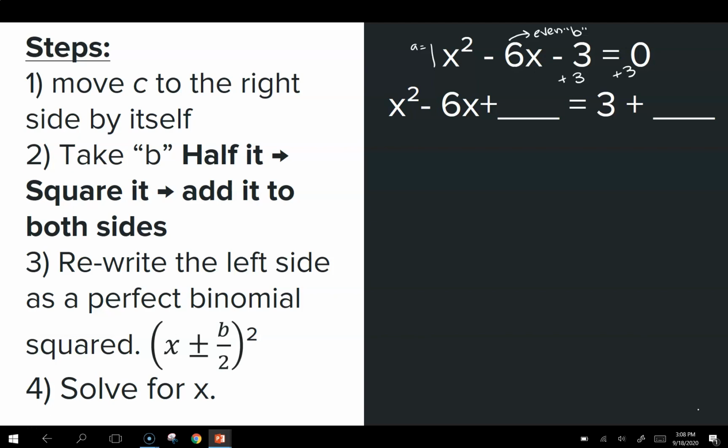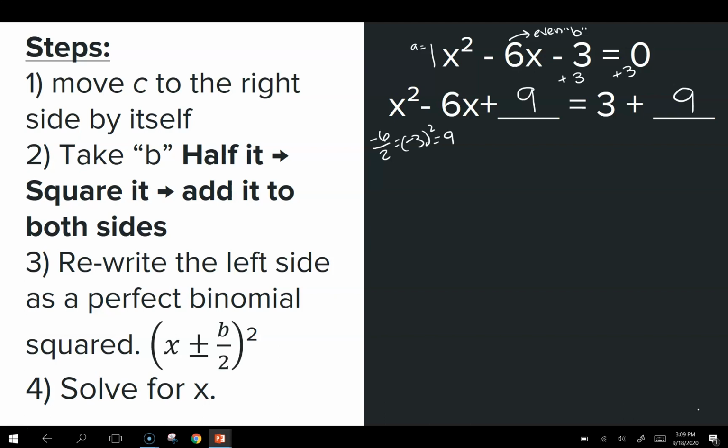When you add the 3 over, you're going to leave a blank where it was, and you're also going to add that same blank on the other side. Because my next step, we're going to take b, half it, square it, and add to both sides. So I've left a gap for that. My b was negative 6, right? So half it, that's negative 3, and then square it, that is 9, and then add it to both sides. So I took my b, which was negative 6, I cut it in half, which gives me negative 3. I squared it, so negative 3 times negative 3 gives me 9. You add that onto both sides. It should always be a positive number.